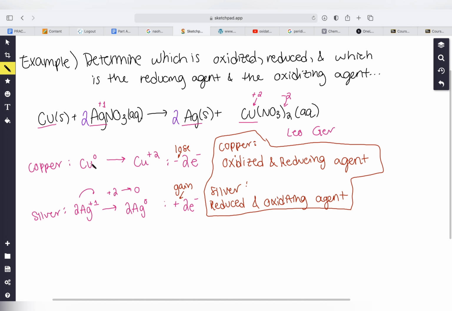So copper. Let's look at copper. Copper loses 2 electrons and silver gains 2 electrons. Where do you think silver gets those electrons from? It gets them from copper, right? So copper is causing silver to be reduced, and silver is causing copper to be oxidized. Therefore, silver is the oxidizing agent because it's the one that's helping copper be oxidized, and vice versa. I hope that makes more sense because that's how I think of it.